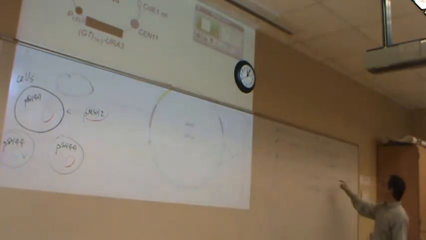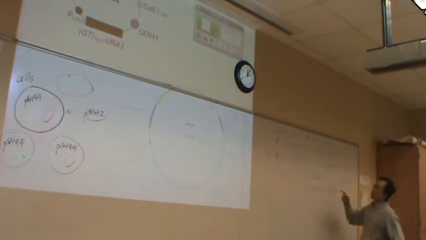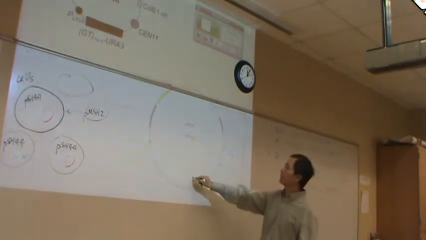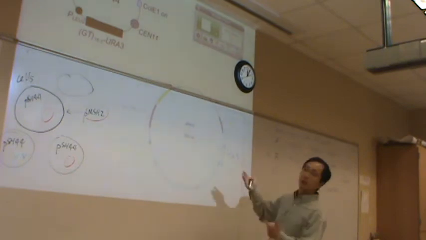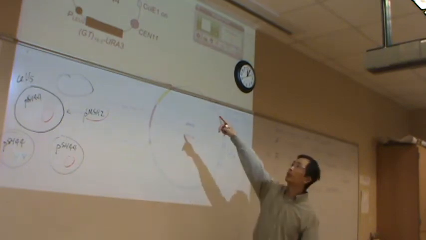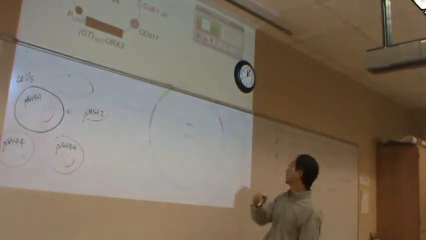And the third one, minus histidine, minus leucine, the same. Minus histidine is going to select this one. Minus leucine doesn't do anything, but it doesn't select the PSH44. So this one doesn't work either.